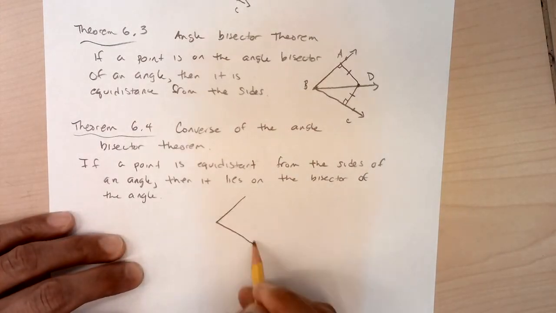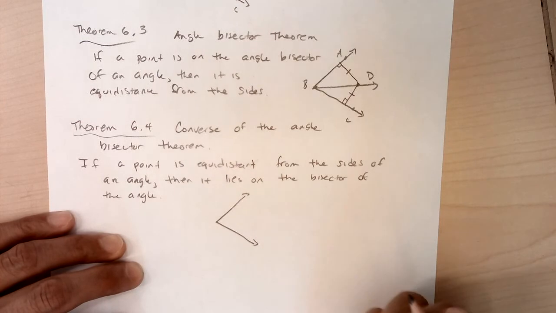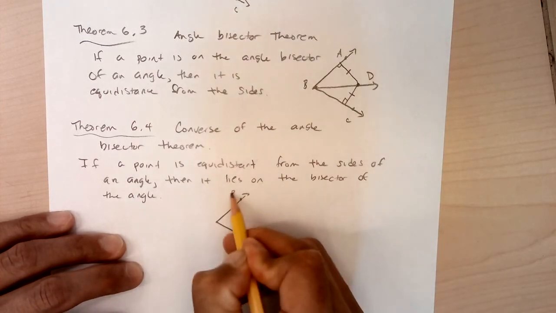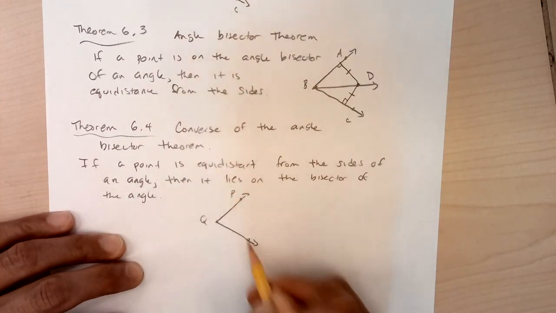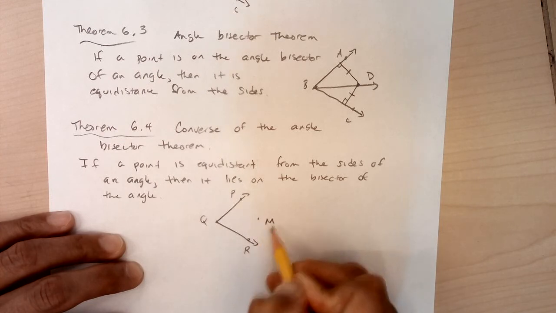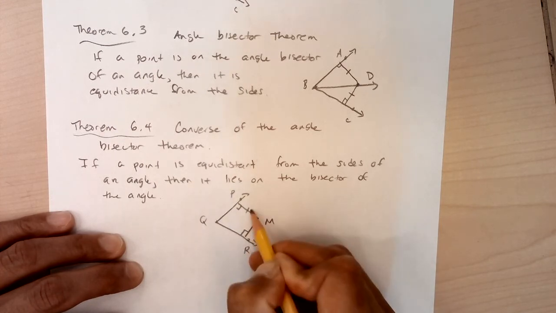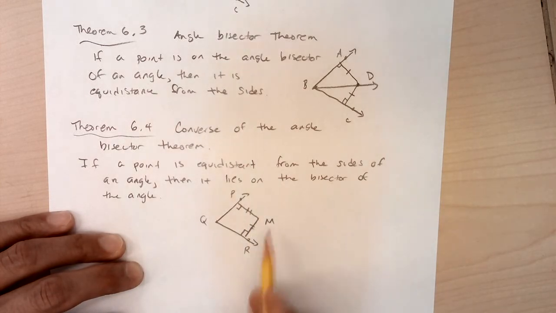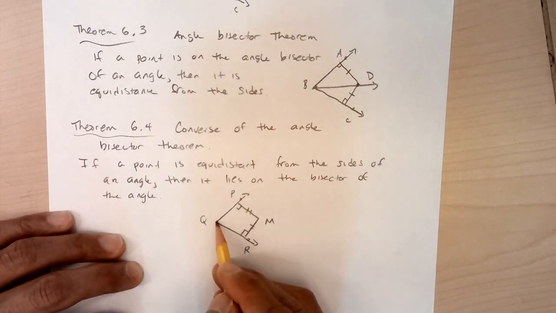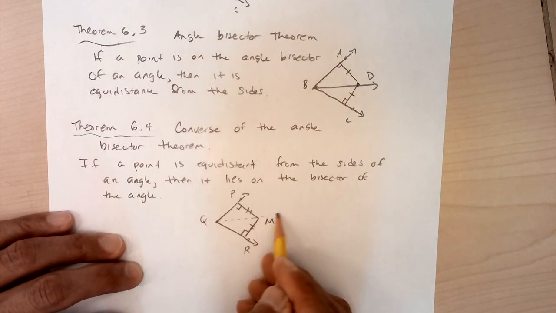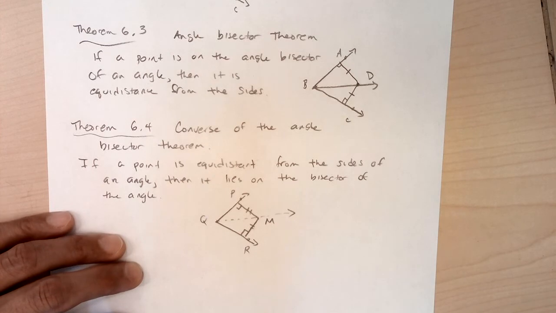So I have a point, has to be on the interior of an angle. In this case, let me label that angle PQR. So if I have point M and it's equidistant from the sides, these two distances from M to PQ and M to QR, if those are the same distance, then it has to be true that M is on the angle bisector of the angle.